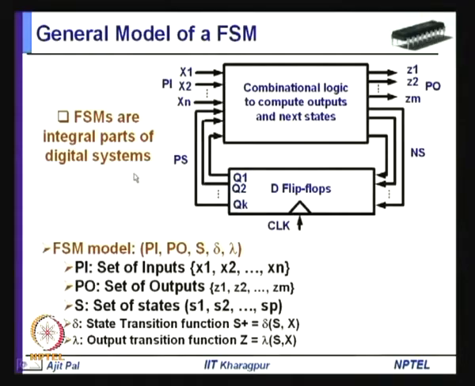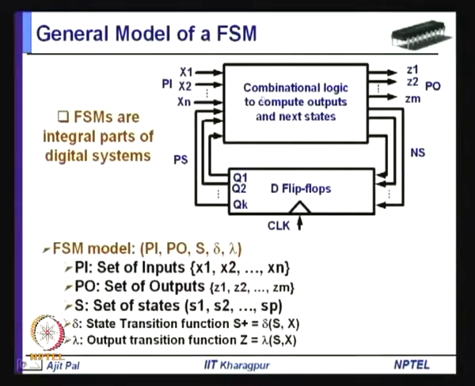As you know, finite state machines are integral part of digital systems. Whenever you go for synthesizing a digital system, it has got two parts, data path and control path, and essentially the control path is implemented with finite state machine. On the other hand, data path comprises ALU, registers, memory bank and so on, and control path is implemented usually by finite state machines. Now, this is the model of a finite state machine I have already introduced.